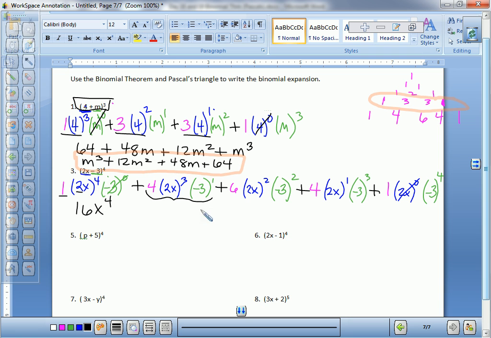Now let's do my next one. So what I have to punch in right here is a 4, a 2 to the 3rd, and a -3 to the 1st. 4 times 2 to the 3rd, times -3 to the 1st. All right, punch that in your calculators. -96. Now, this variable x is also raised to the 3rd power, so it's -96x to the 3rd.